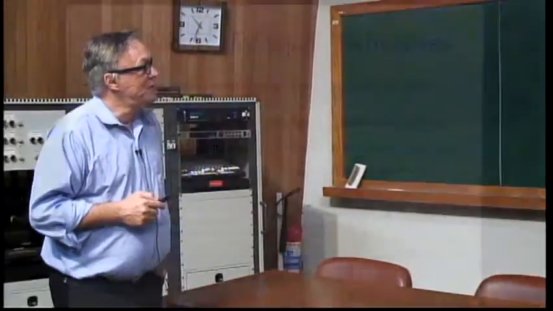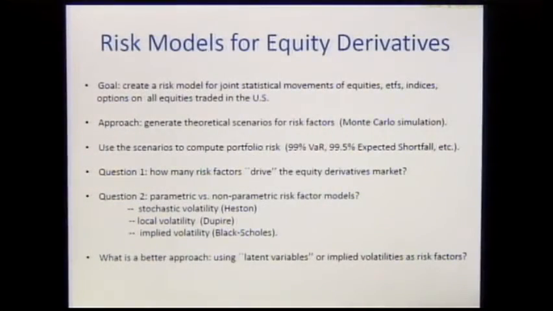Okay, so the approach here is to create a risk model by generating theoretical scenarios for the risk factors by Monte Carlo simulation, and use the scenarios to compute the portfolio risk using the standard measures, which are 99% VaR, 99% expected shortfall, or a combination thereof, and so forth. And the question that I would like to ask today is how many risk factors should you build to create such a model in practice? Second, should you use a parametric versus non-parametric risk factor model?